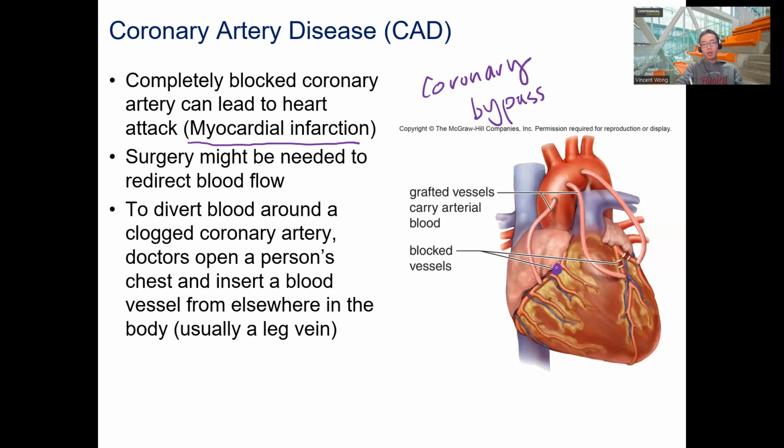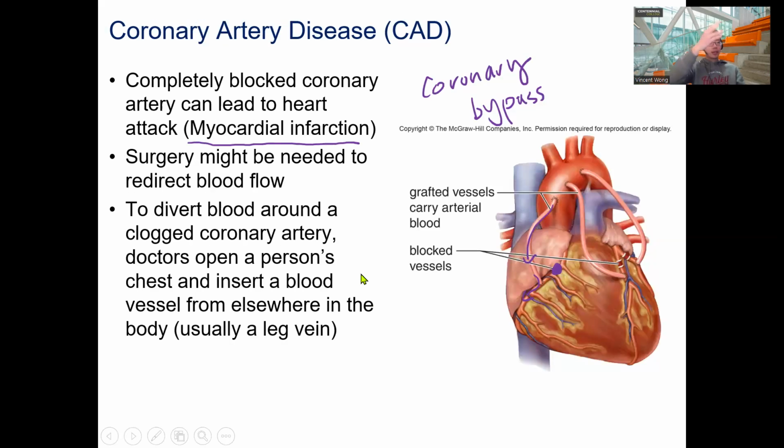So let's say there's the block here. So the blood comes down here, and it's not going to be able to get through. So this entire area would have no oxygen supply, right? By connecting a vein directly from the aorta to behind the block, you will now create a detour that would supply oxygen. Okay, so this is coronary bypass to go through the clot, basically.